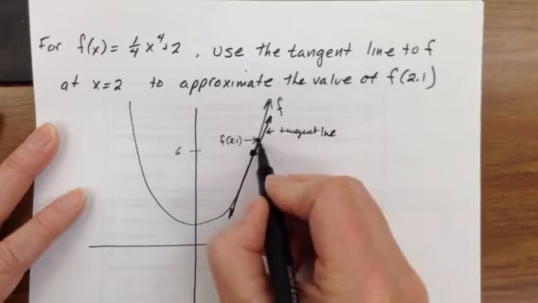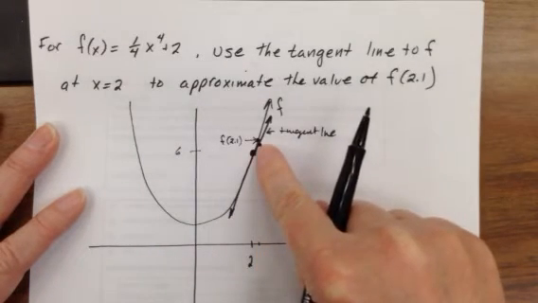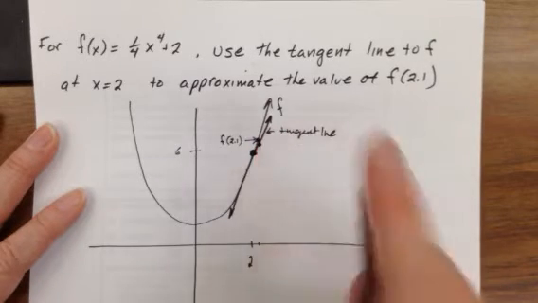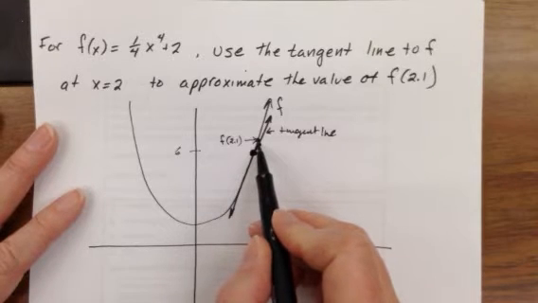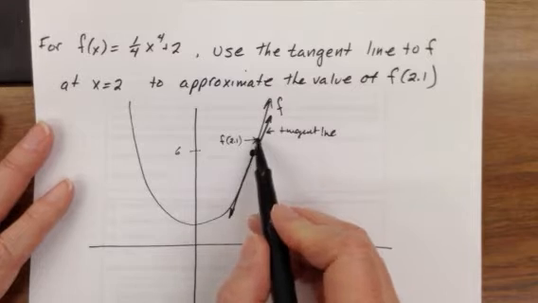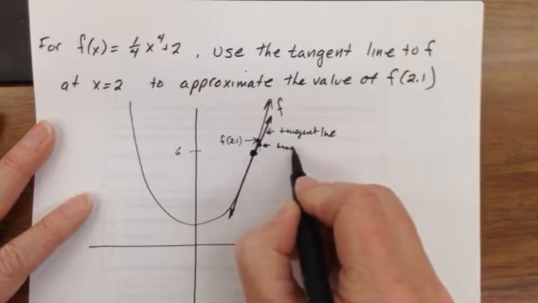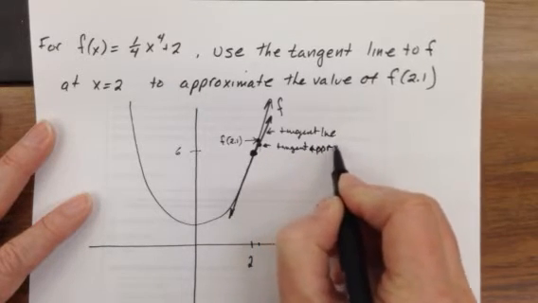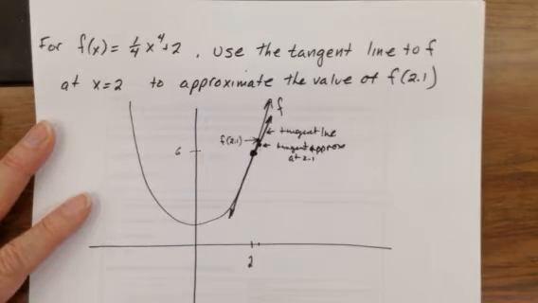And take a look at this. The tangent line at 2.1 is almost the same height as the actual function. If we're near the point (2, 6), and 2.1 is pretty close, the tangent line height and the function height are pretty close. That will be the tangent approximation at 2.1.